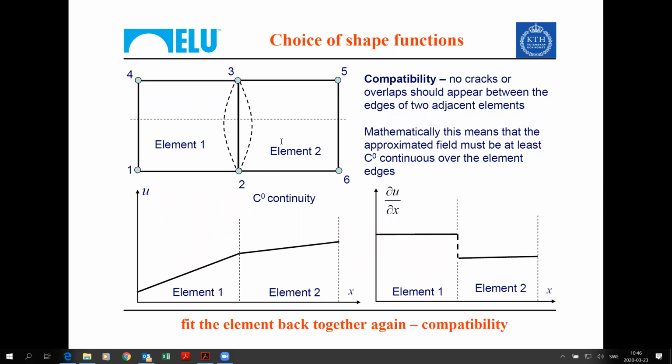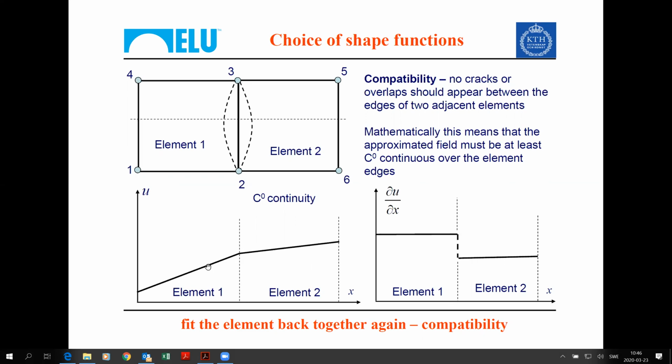So what this means is that the approximated fields U and V must be at least C0 continuous over the element edge. So over the element edge, we need to have continuity in both U and V. This is C0 continuity. We require continuity of the function itself. However, we do not require continuity of the derivatives. So we can accept such a situation.